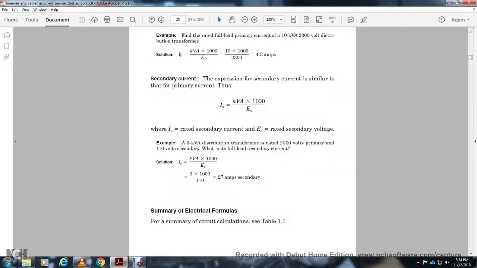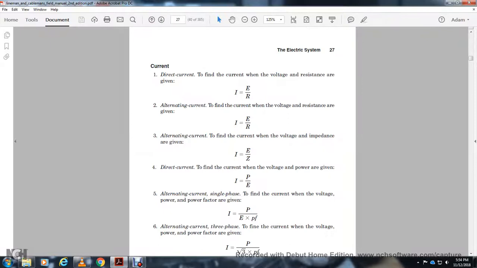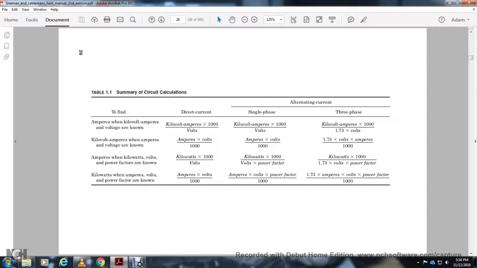Summary of electrical formulas, table 1-1, for direct current, single phase and three phase alternating current. Finding the amperes when the kilowatts and voltage are known, when the kilovolt amperes and voltage are known, and when the kilowatts, voltage and power factor are known. Note that the kilowatts are KW, amperes are A, volts are V, and kilovolt amperes are KVA. 1.73 is the square root of 3 for three phase.